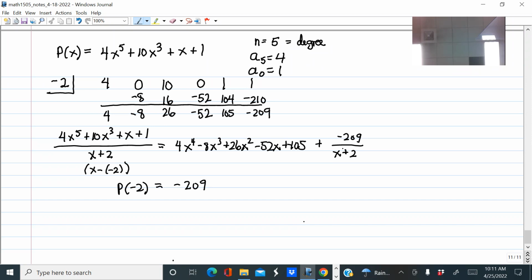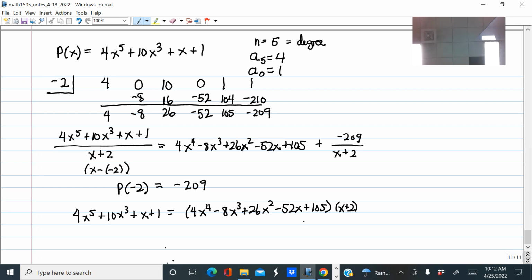Well, another way of writing this equation is as follows. If you multiplied everything here by x plus 2, you would see that 4x to the 5th plus 10x cubed plus x plus 1 is equal to, see, if I multiply this by x plus 2, the x plus 2's divide out. And then you get all of this, 4x to the fourth minus 8x cubed plus 26x squared minus 52x plus 105, all of that times x plus 2, and then plus the remainder, which is minus 209.